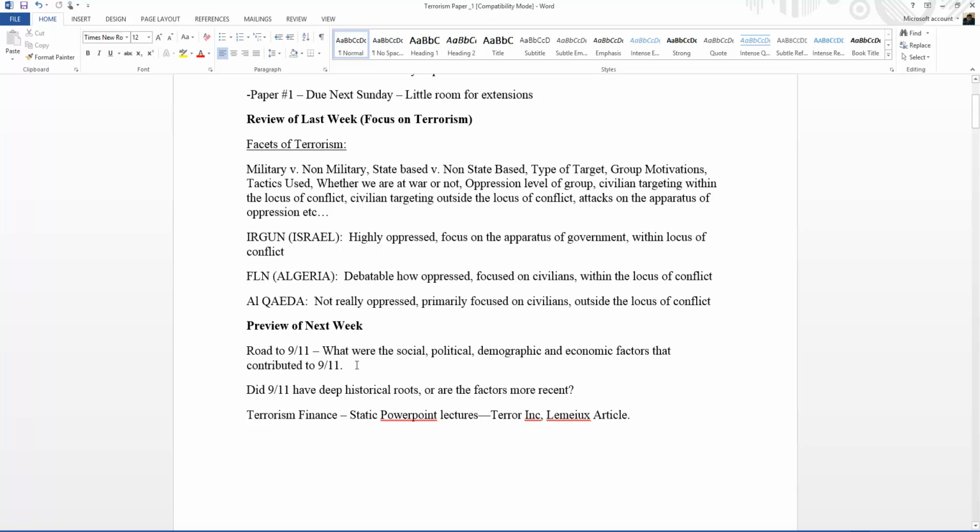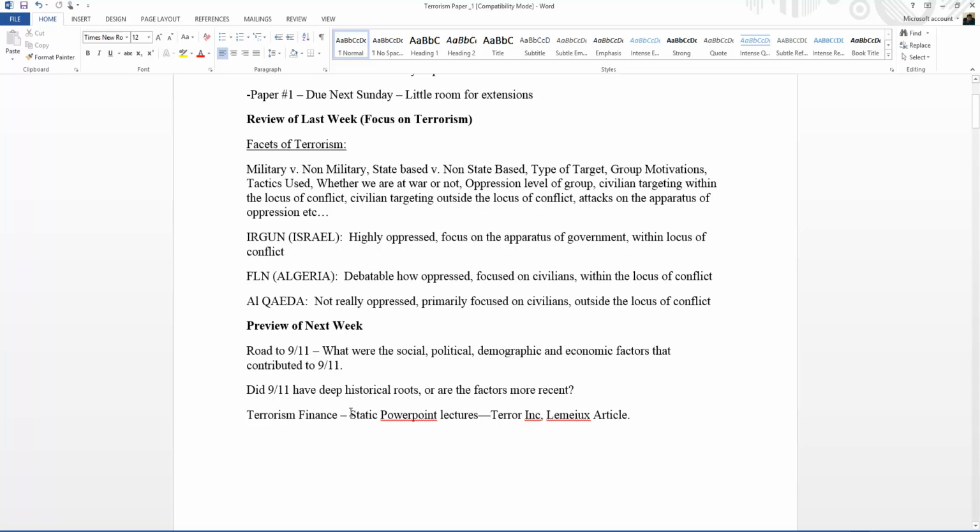I don't know if everyone remembers this, but after 9/11, there were celebrations in much of the Muslim world after the attack. So why did that happen? What were those social, political, demographic, and economic factors? And you're going to see this debate happen, and that's why I have your discussion section: did 9/11 have deep historical roots, or are the factors more recent? The Road to 9/11 goes back to the early 1900s and says that had an impact on why we're seeing the violence up to 9/11. The Zakaria article says, no, we have to look a little bit closer, maybe in the late 1960s and 1970s. So that's an interesting debate, and that'll be one of your discussion questions.